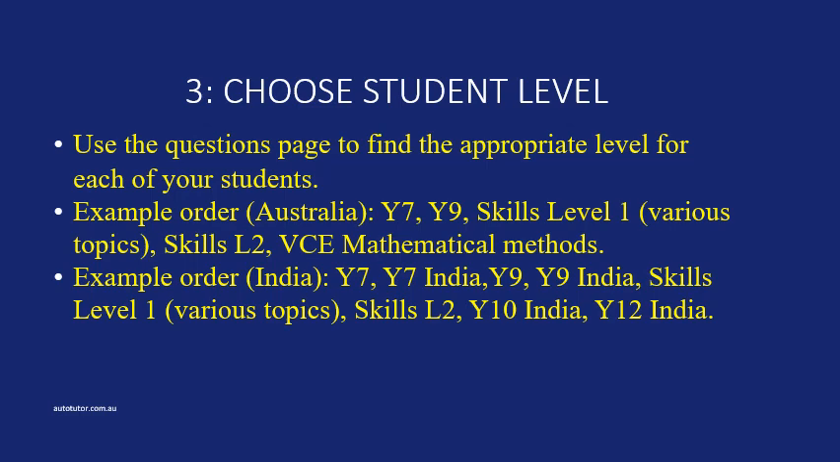3. Choose the appropriate student level. Use the questions page to find the appropriate level for each of your students. An example order for Australia goes Year 7, Year 9, Skills Level 1, Skills Level 2, and BECE mathematical methods.